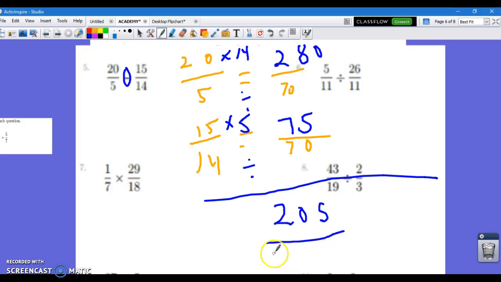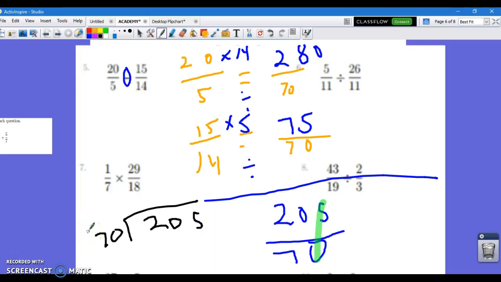over 70. Okay, now here's the thing about this. I know this is going to reduce because I have multiples of 5 right here. But before I even do that, I'm going to change it into a mixed number because you notice it's top heavy. So I'm going to change it to a mixed number first and then reduce it after that.